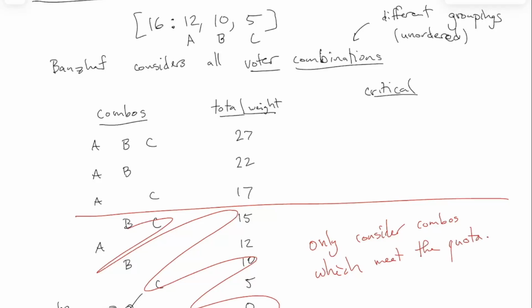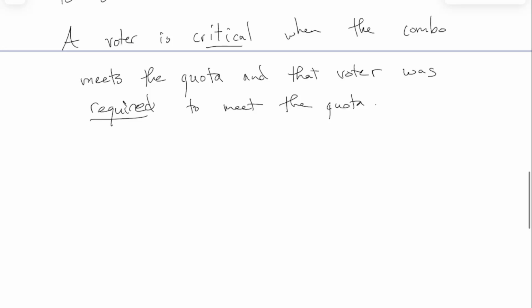Because you're looking at all the various ways that you could win in this little election. And then you ask who is actually influencing the winning. When you're doing the Banzhaf, you only have to consider the combinations which meet the quota. Anyway, who is critical in each of these different combinations? What you need to do is look at which voters were required to meet the quota.